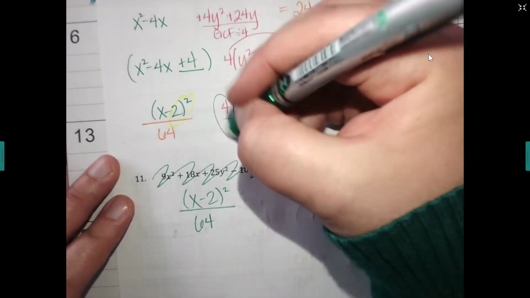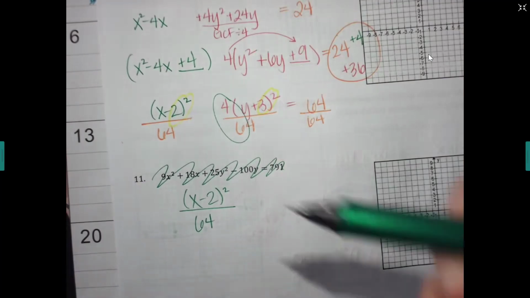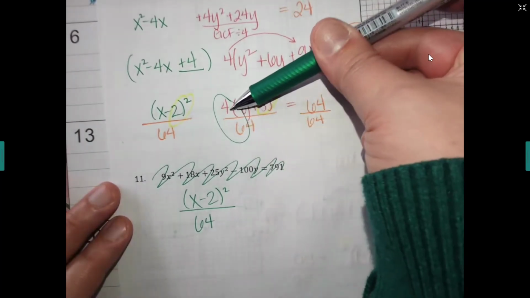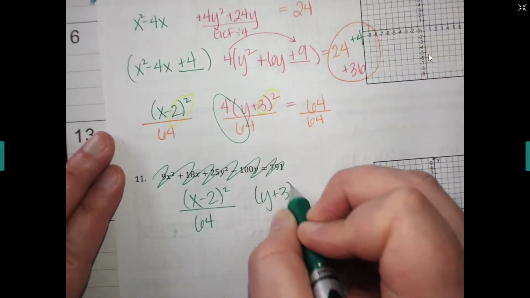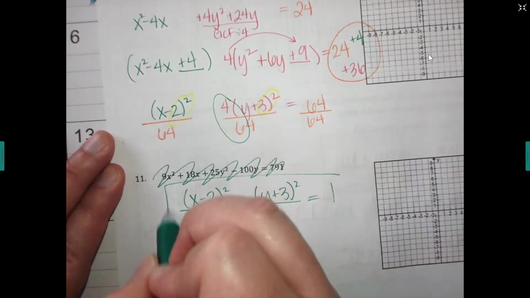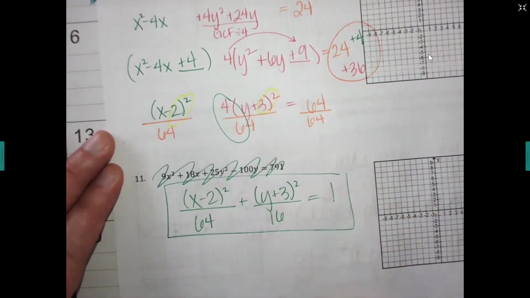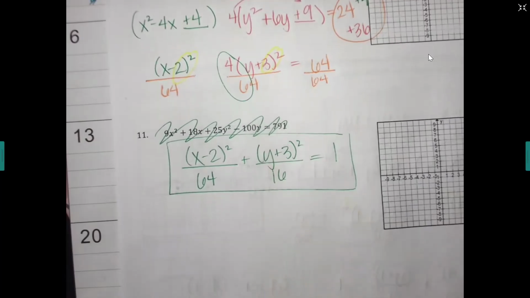But then this one had a 4 on top, then I have to actually divide those. So if you have a calculator, what's 64 divided by 4? 16 is what's left over. And then equals 1. Okay. Then from here, you should be able to identify your center, graph your ellipse if you need to, determine which one's major and minor. Okay, but remember, it just has to do with those bottom numbers.